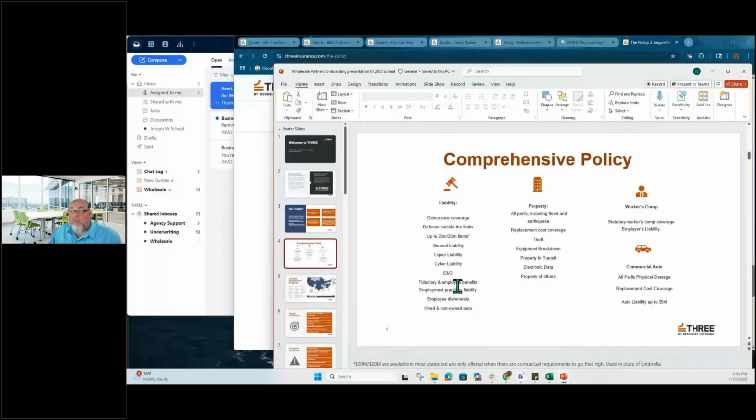Anything the business would need will be on here. Property, once again, all perils, includes flood and earthquake, replacement cost coverage. We always do replacement costs as opposed to actual cash value. And we insure the buildings as well as any business personal property.